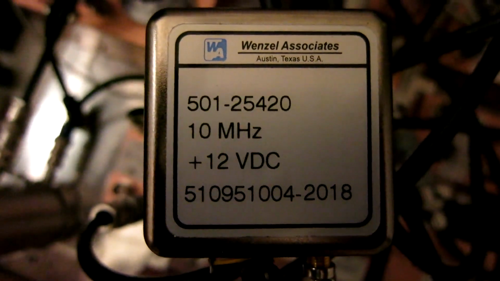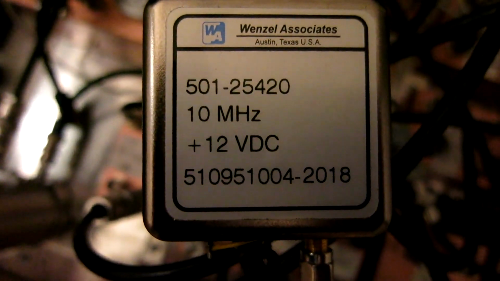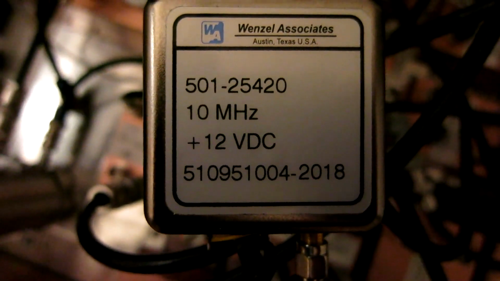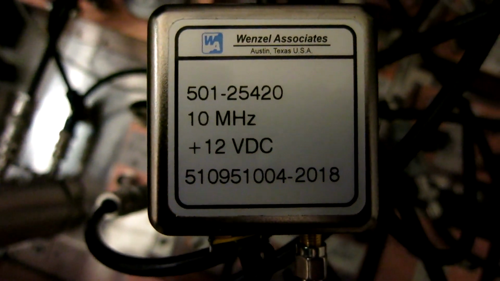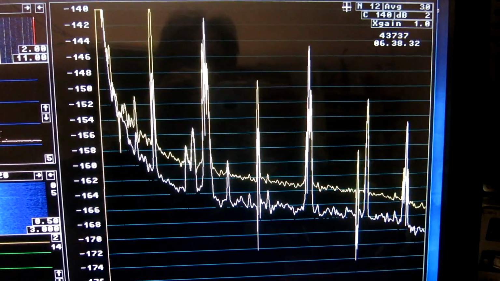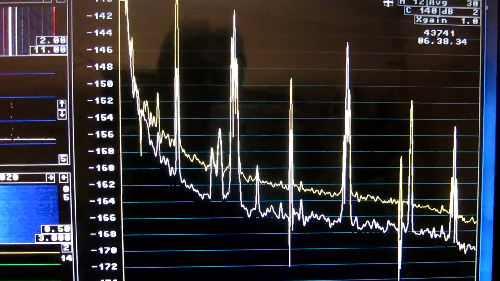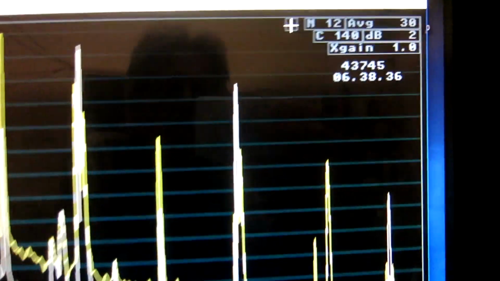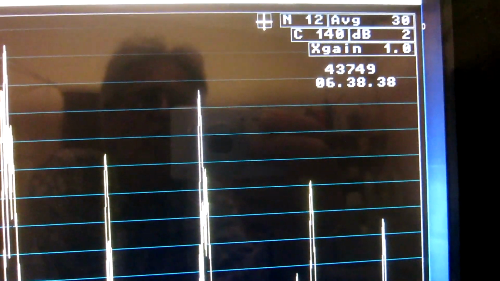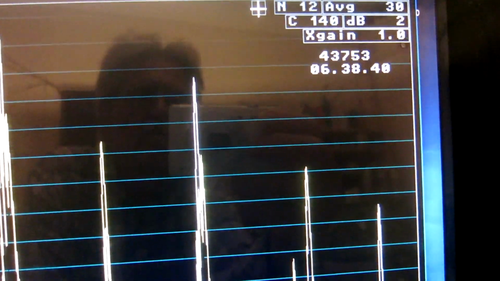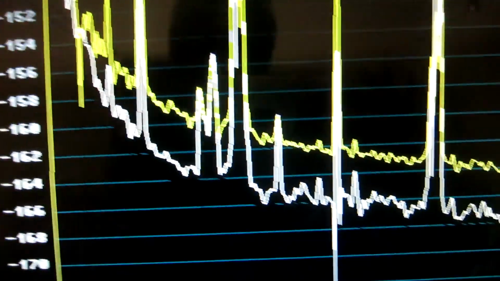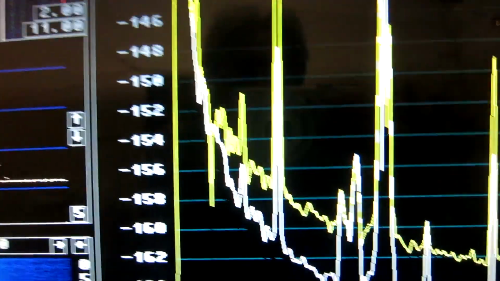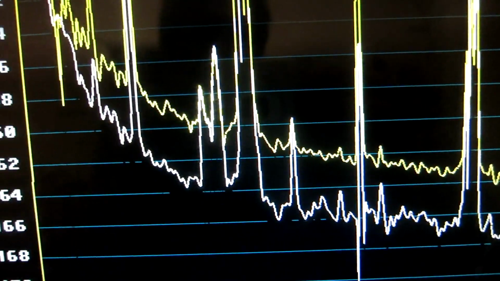Now I will be looking at the noise from another oscillator from Wenzel Associates. This is a modern one. The other one was 20 years old or so. Here is the average correlation spectrum after 6.5 hours. A little bit more. White is amplitude and yellow is phase noise.